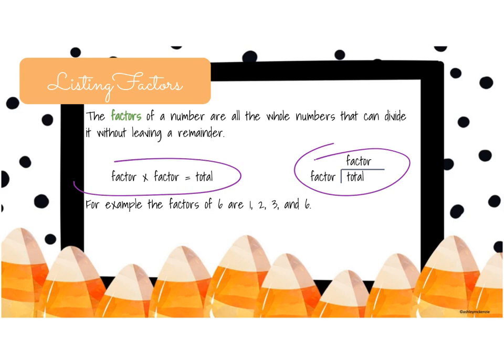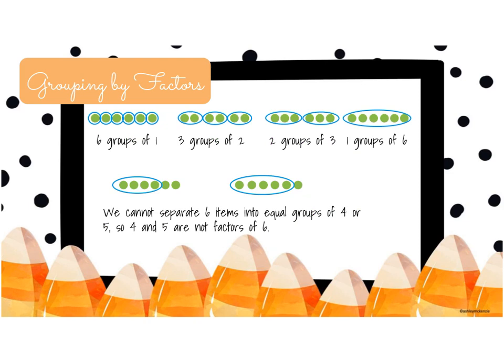What numbers can be multiplied together to give you 6? If I tell you 1, what would the other factor be to equal 6? 6. Okay, so I have 1 and 6. Those are factors. Okay, 2 and 3 also make 6, on the slide right before. 1 and 6, 2 and 3.